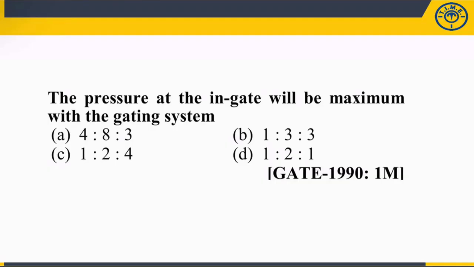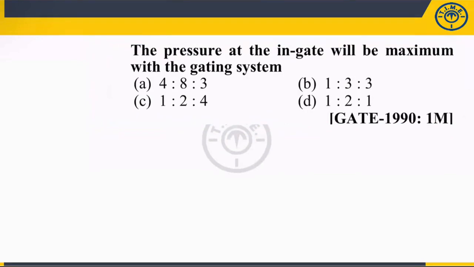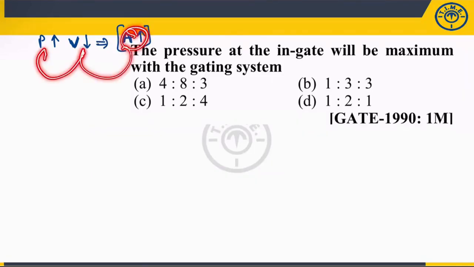Anyone? Okay, now see how you will solve this question. You want to calculate where the pressure will be maximum. As you know from the Bernoulli equation, pressure is maximum means velocity should be minimum. Velocity should be minimum, so for pressure maximum, can I say the area value will be higher? The area at the in-gate, if it is higher, can I say that will be the maximum pressure? Yes or no? Area is higher means velocity minimum, pressure is maximum.